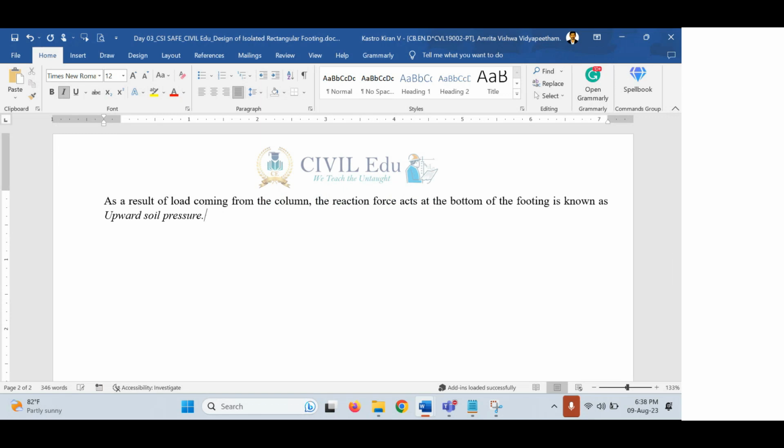Okay, let me write that statement. While designing footings, we have to design for upward soil pressure and not for load coming from the column. That's the condition that we have to remember.